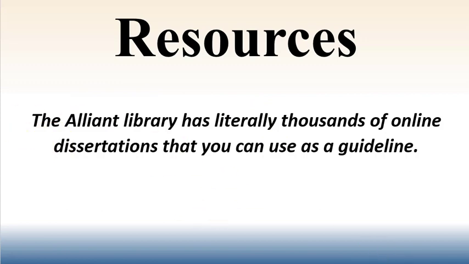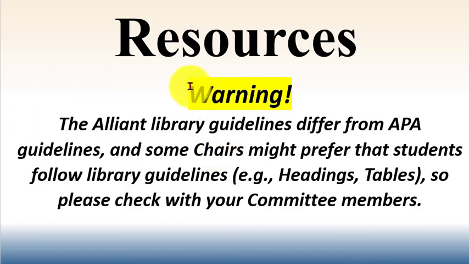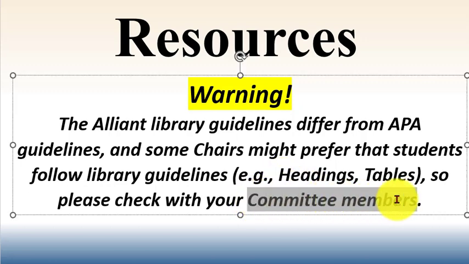So it's just easy to look it up for yourself. And I feel another disclaimer coming on. So be careful. The Alliant Library guidelines, they're different than the APA guidelines, okay? And some chairs want you to follow the APA guidelines, while other chairs want you to follow the Alliant Library guidelines. So again, like always, check with your committee members. Check with them first. Ask them what kind of guidelines they want. And if they don't know what the difference is, that's a shame on them. They need to figure it out themselves, okay?